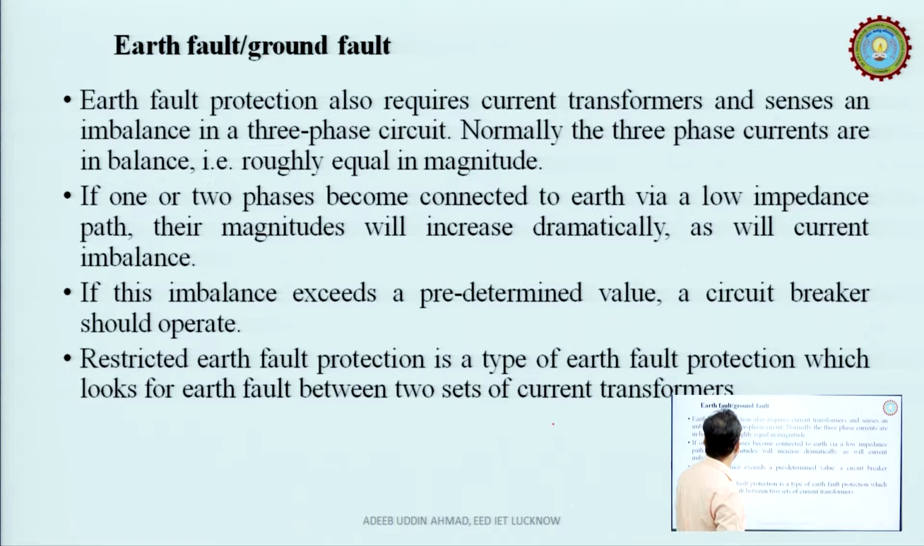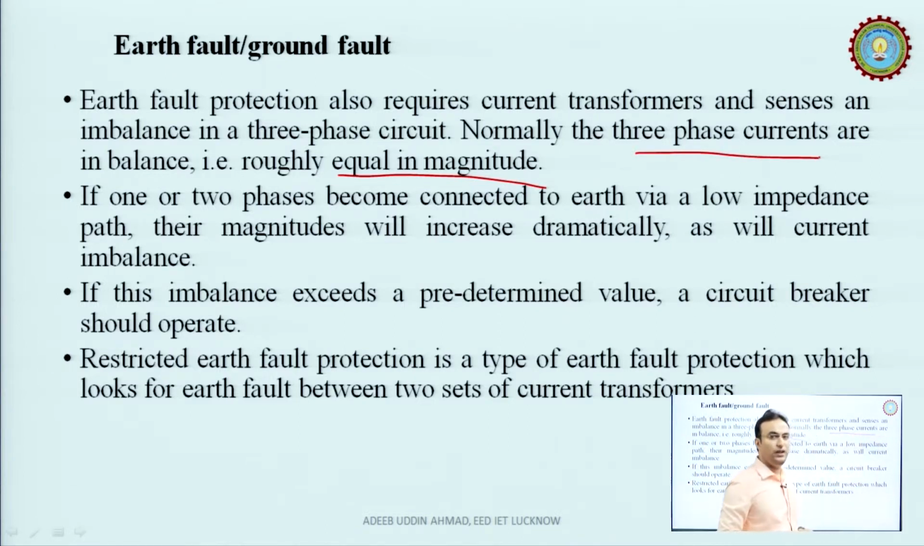Normally, the three phase circuit is balanced, roughly equal in magnitude. So, the phase currents will be the same in magnitude. We have three phase currents I1, I2, I3. These phase currents are roughly equal in magnitude when the load is balanced and there is no fault.